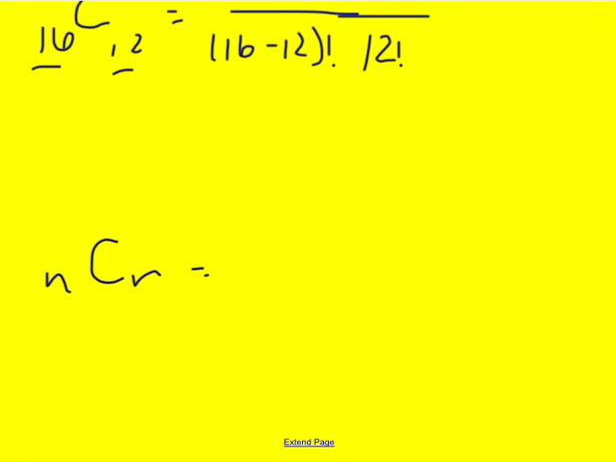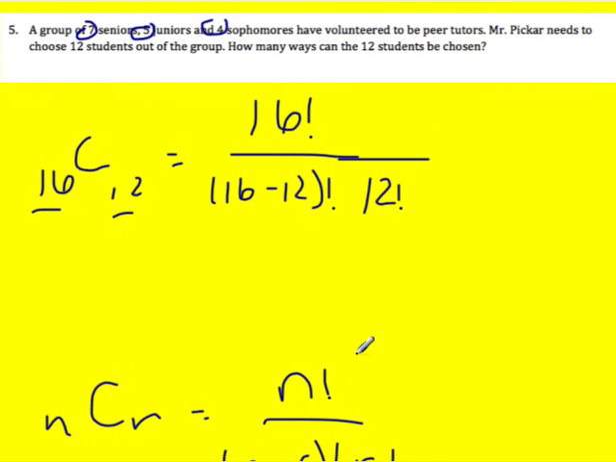Okay, so the formula for combinations, n choose r, is n factorial divided by n minus r factorial, times r factorial. Sorry about that, that looks like an n. R factorial. There. Okay, so let's go ahead and finish solving this out.